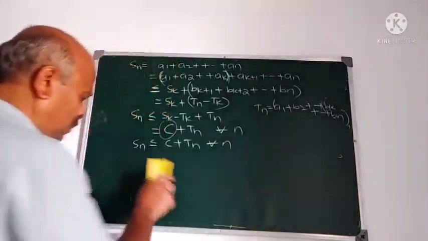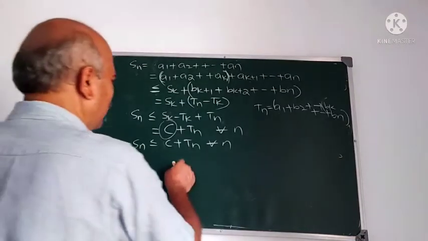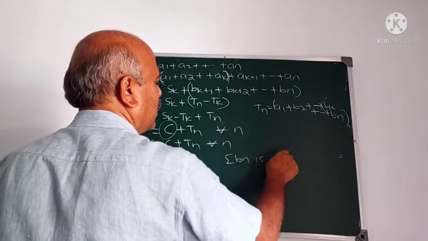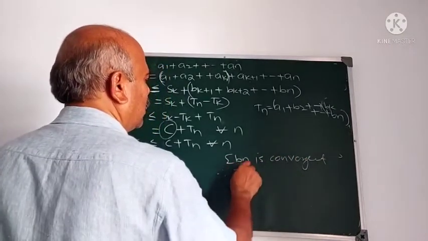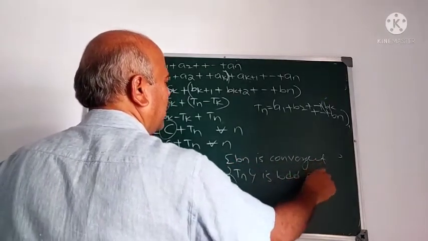Now see, the next step: what is given? Sigma bn is convergent. Sigma bn is convergent. Therefore Tn is bounded above.